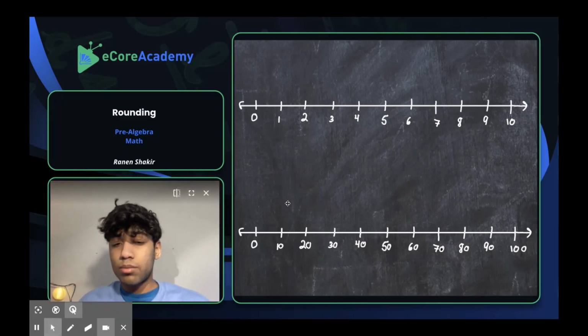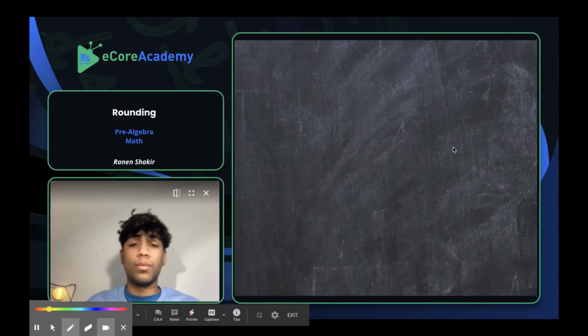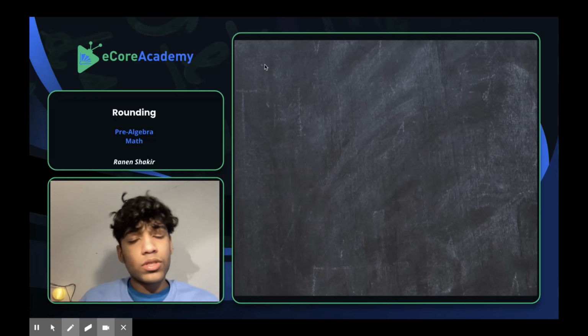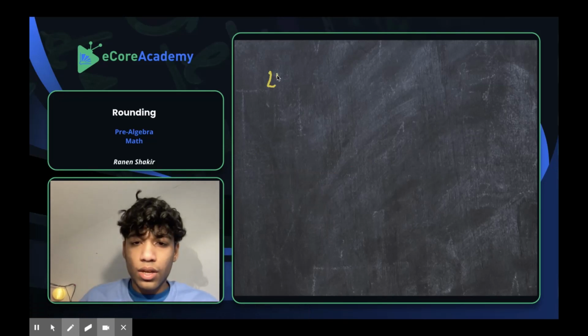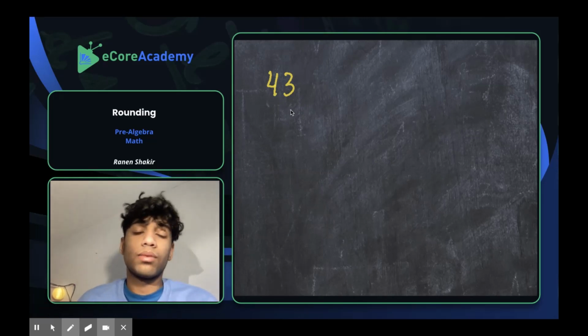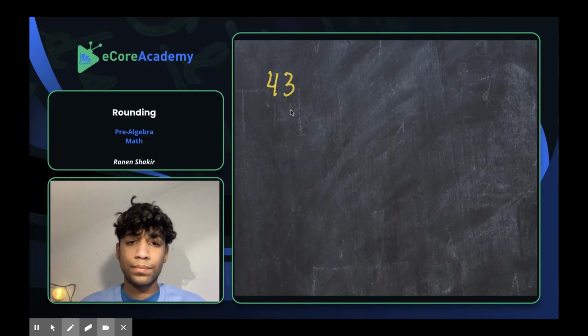So now that we've visualized a number line, let's go over a bunch of practice problems that I'm going to have you try, and then we can work them out together. Let's start off a little bit easy. We'll take 43. Now pause the video, and I want you to round the number to the tens place. I'll give you a second to pause it and solve it.